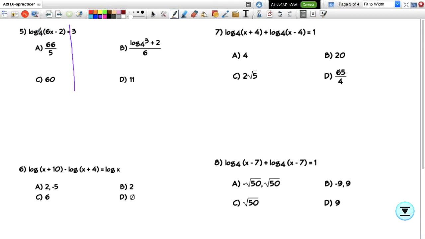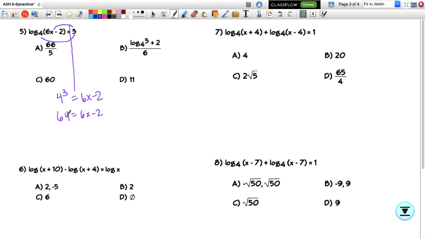I notice there's nothing to simplify here, so my task is to move it right into exponential form. So it's going to be 4 to the third equals 6x minus 2. I didn't even have to use any properties here, okay? Now 4 to the third is 4 times 4 times 4, which is actually 64.